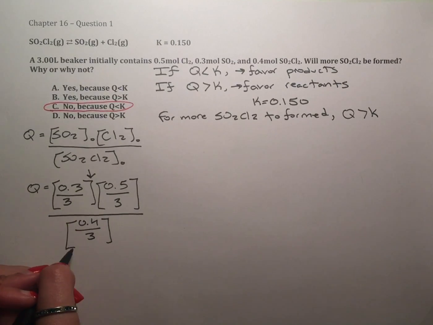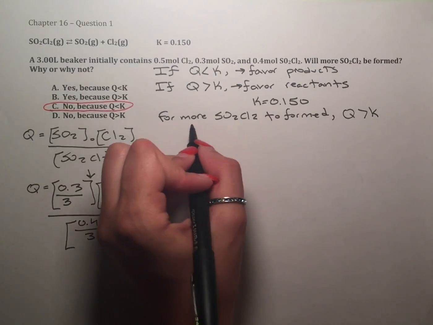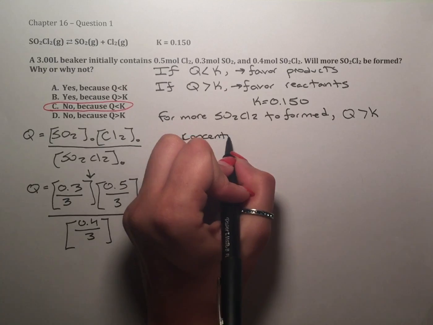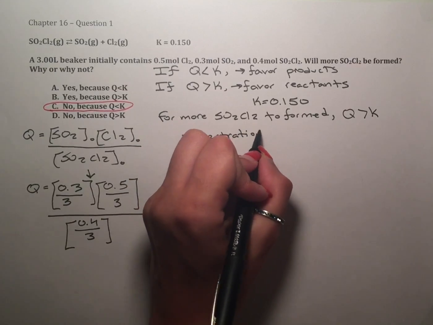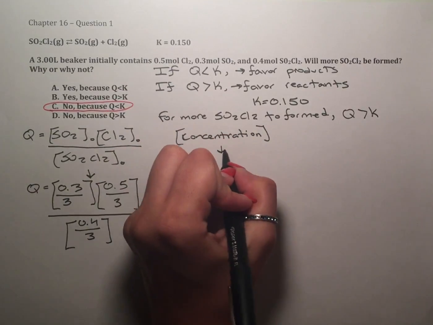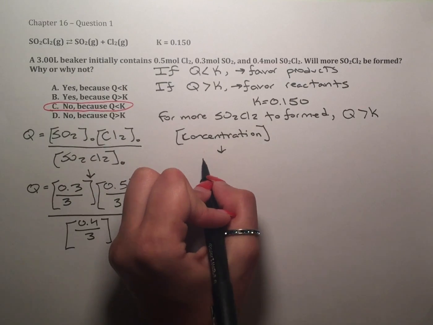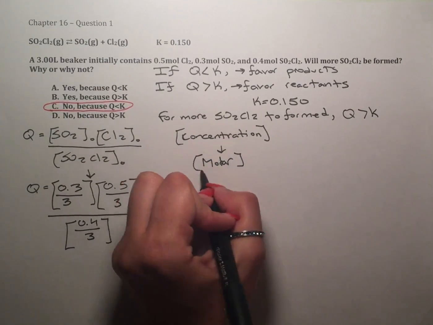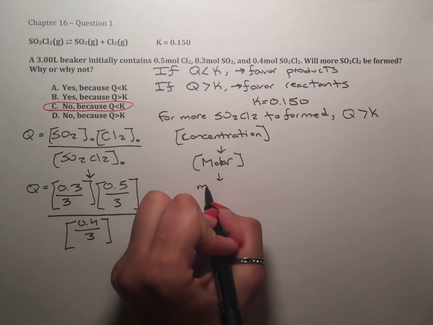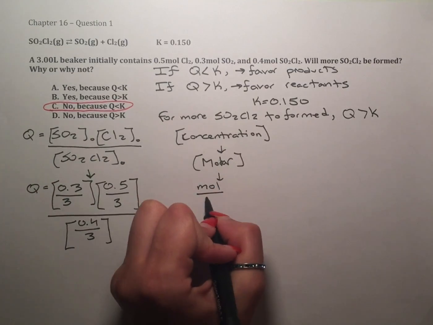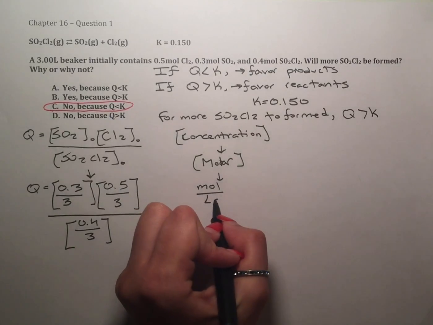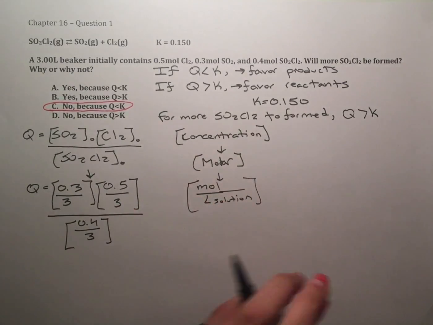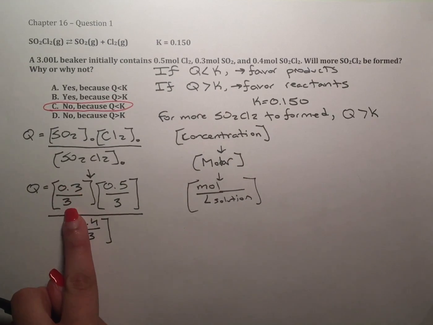And I just want this to be clear why I'm dividing it by 3. Inside your brackets is concentration. And concentration is in the form of molar. And what is molar? Molar is moles per liter of solution. So that's why we have this many moles for 3 liters of solution.